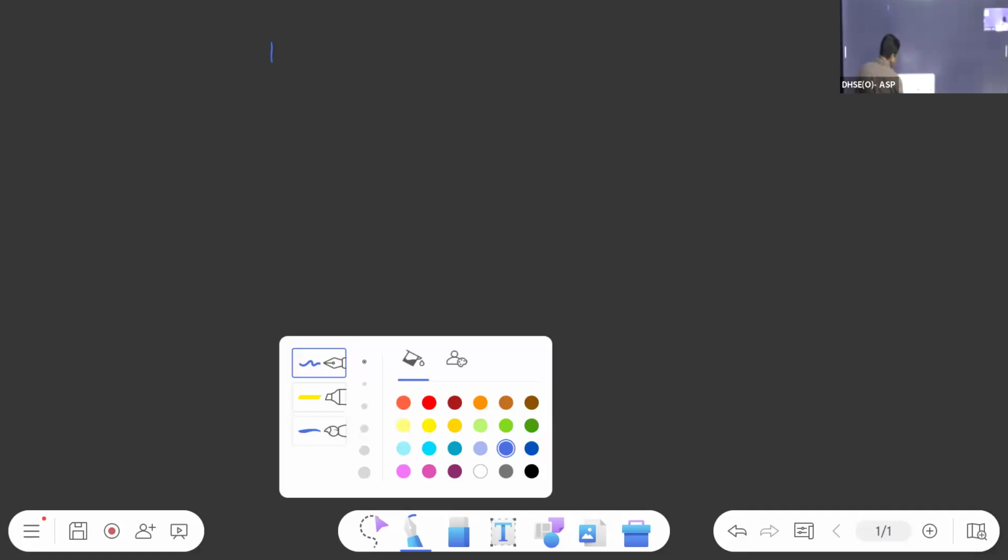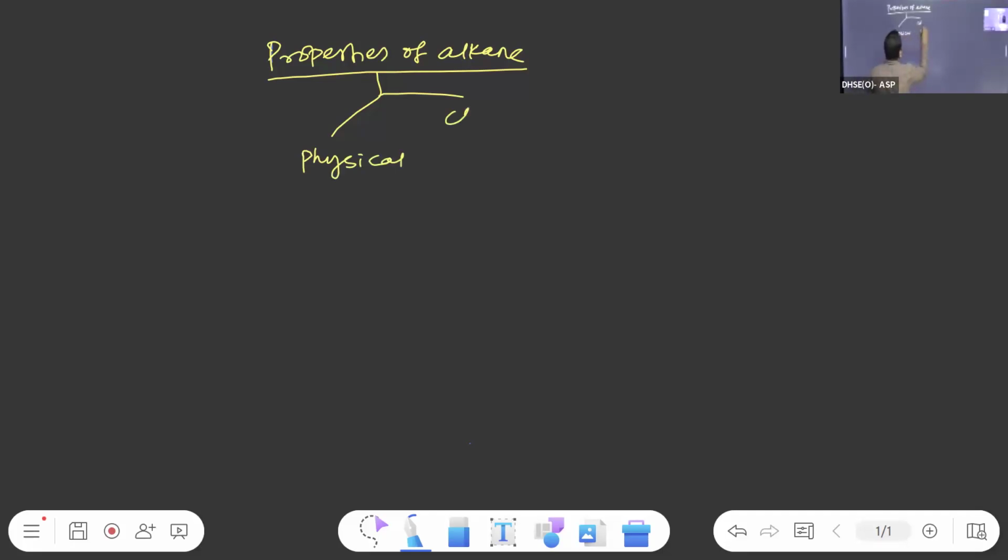First, properties of alkane. So the properties will be of two types. One is physical property, another is chemical property.